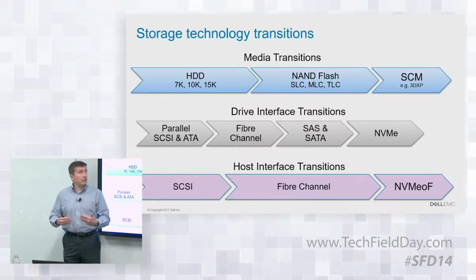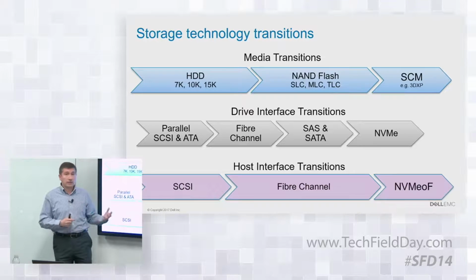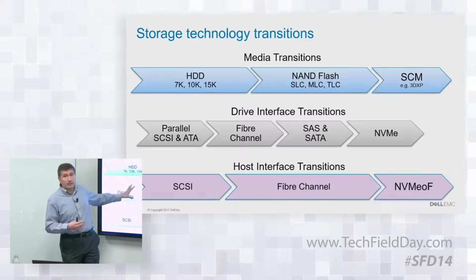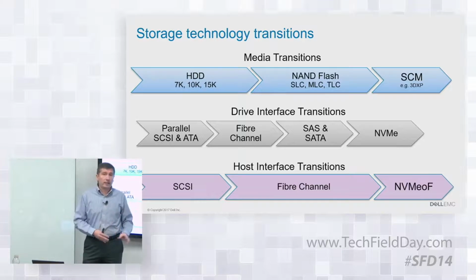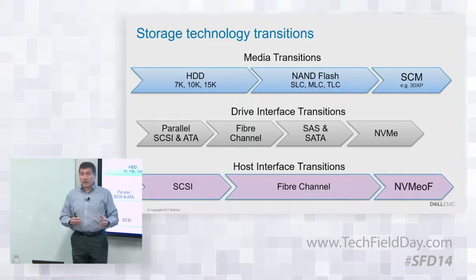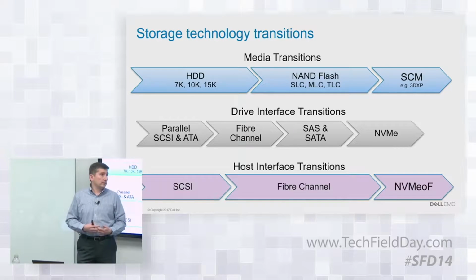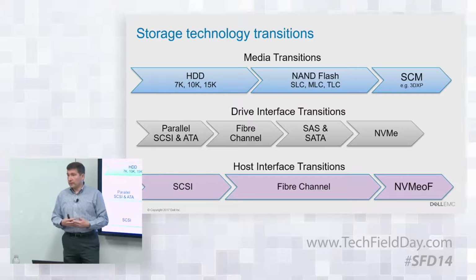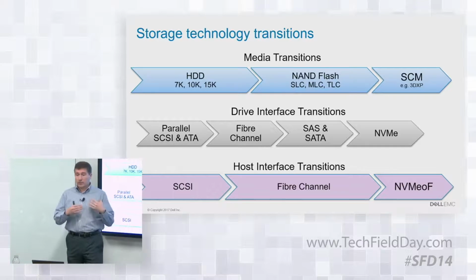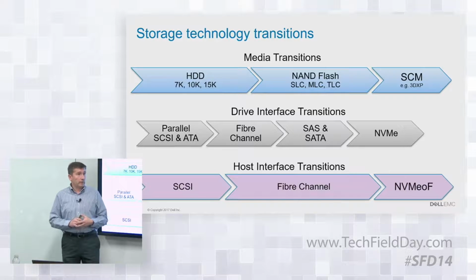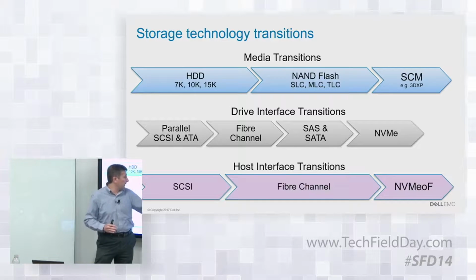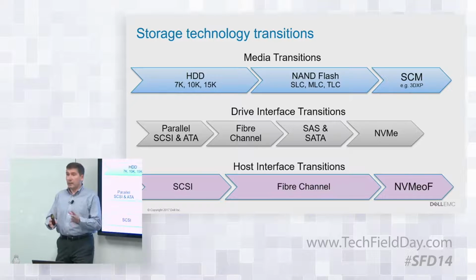And then when we look at drive interface transitions, when I started, it was all parallel SCSI, and then it was ATA, and then Fibre Channel, and then we switched to SAS and SATA. And now what's coming up next is the NVMe drive interface. And then in host interfaces, Vince talked about this earlier, there was parallel SCSI, and then ESCON, FICON, Fibre Channel, iSCSI, FCoE, all those things, now transitioning into what seems like NVMe over Fabrics.